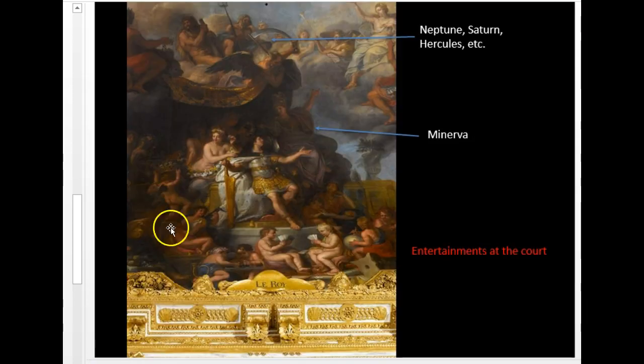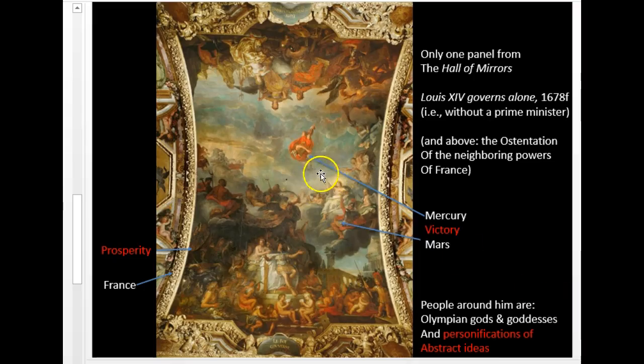there's a few others here. Let me get a detail. There's Hercules and Saturn, Neptune, etc., Minerva. These are all gods and goddesses, as well as, go back to that slide, Victory here with this prosperity. She's got the cornucopia. And France, who is this lady in the blue garment with the fleur-de-lis, the lily design on it.